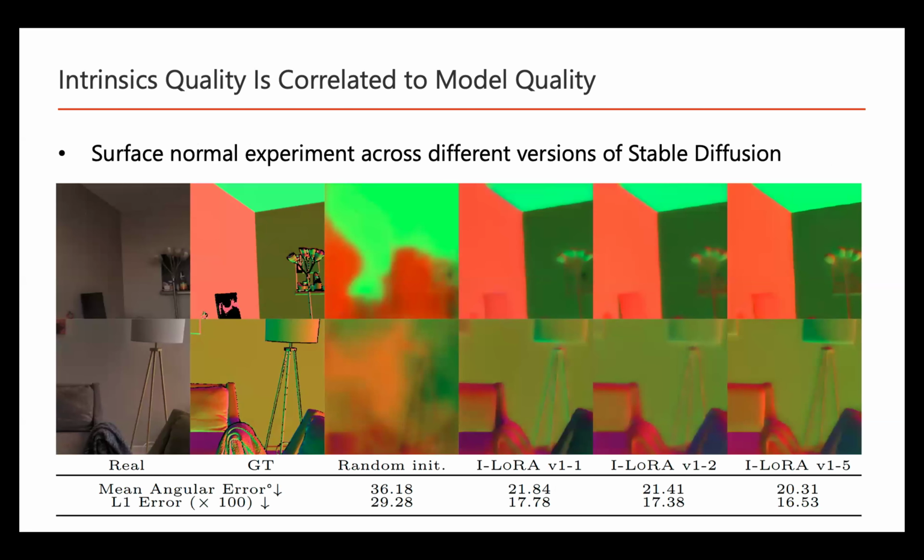This observation of the correlation between the quality of the generative model and the accuracy of the extracted scene intrinsics remains true for Stable Diffusion UNet as well. We conduct an ablation study of various Stable Diffusion versions. Our analysis includes a randomly initialized UNet, that's the third column from the left, and Stable Diffusion versions 1.1, 1.2, and 1.5, each demonstrating significant enhancements in image generation capabilities, which in turn improve the fidelity of scene intrinsics extraction.